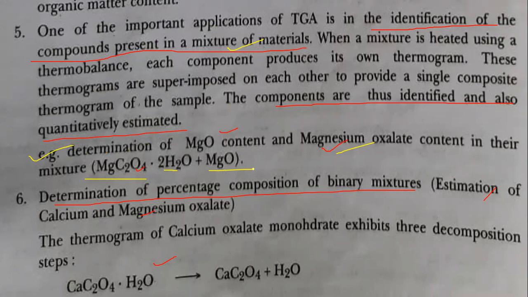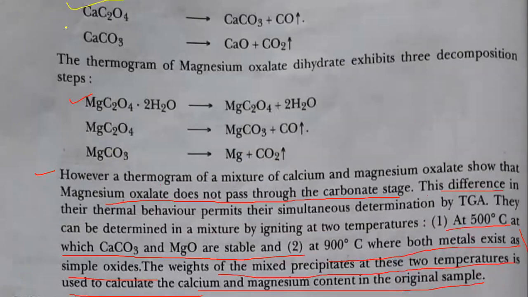The determination of the percentage composition of a binary mixture, like the estimation of calcium and magnesium oxalate, is also possible. The thermogram for calcium oxalate monohydrate exhibits three decomposition steps. Over here, the three steps are there. In the second step, CO is given off. In the third step, CO2 is given off. Then the thermogram for magnesium oxalate dihydrate: in the first step, two water molecules are given off, then a single carbon monoxide is given off, and here carbon dioxide is given off. If you see to the right-hand side, these molecules are given off from the compound.